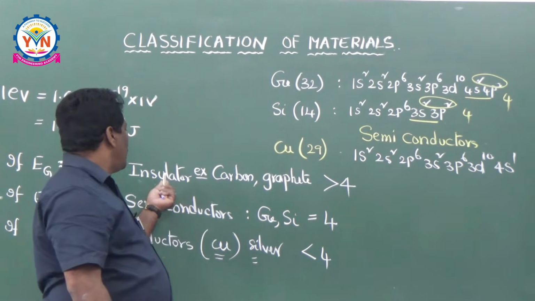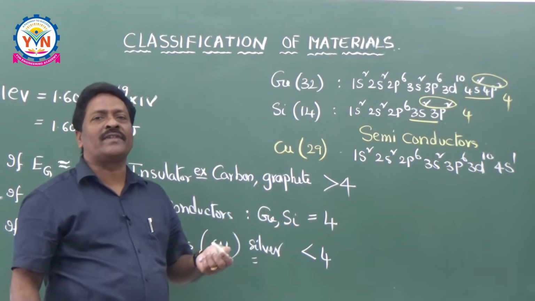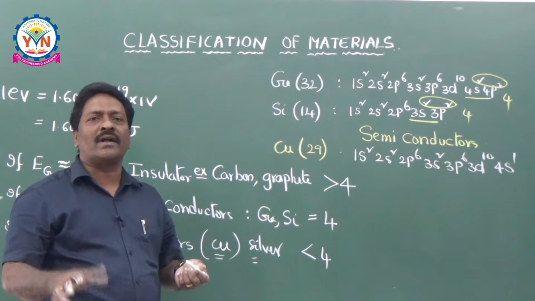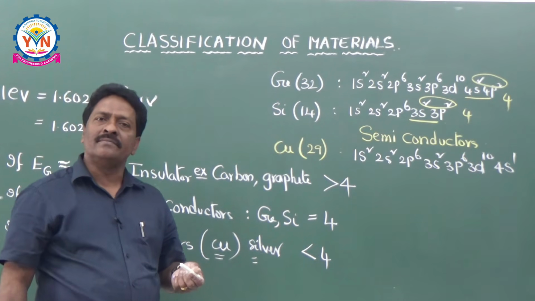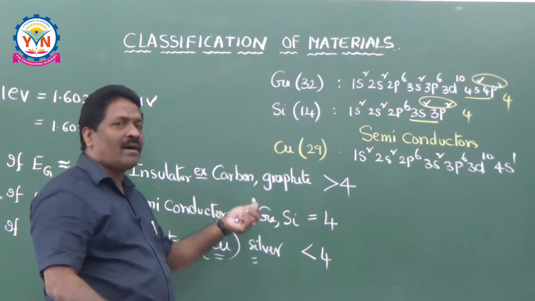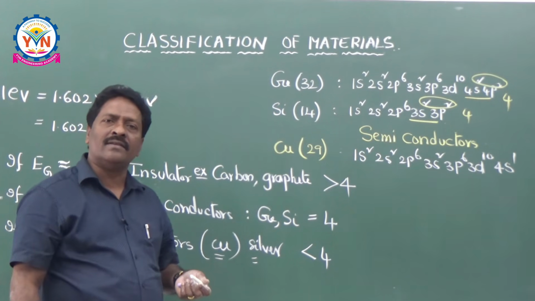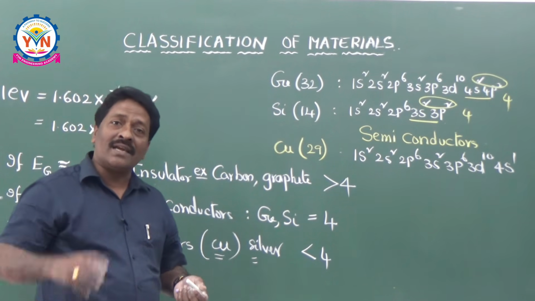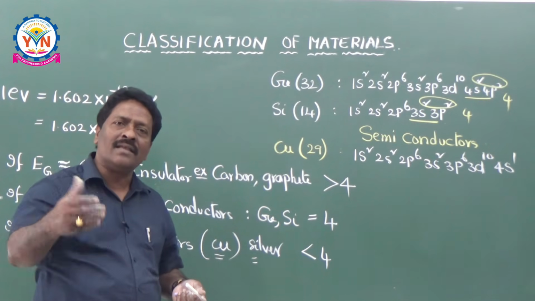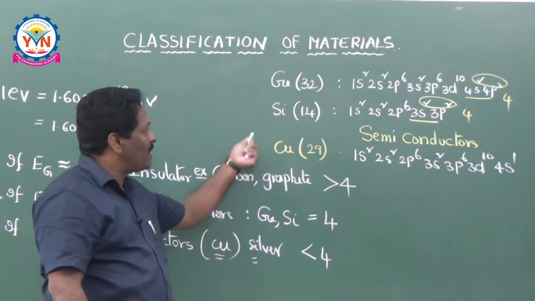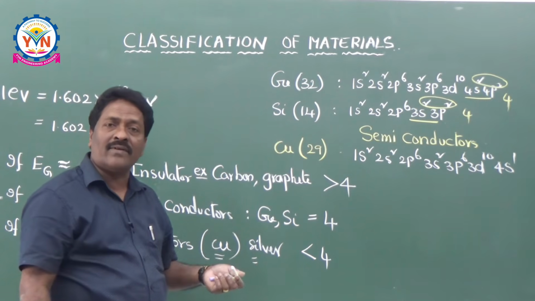And of course, the insulators are not going to respond in terms of conductivity. They are not going to conduct even at high temperatures. Porcelain, mica, graphite, carbon, all these are examples of this. So I hope you understood the classification of materials based on this energy gap as well as the number of valence electrons existing in the valency band.